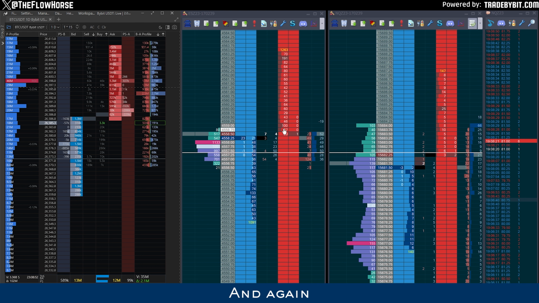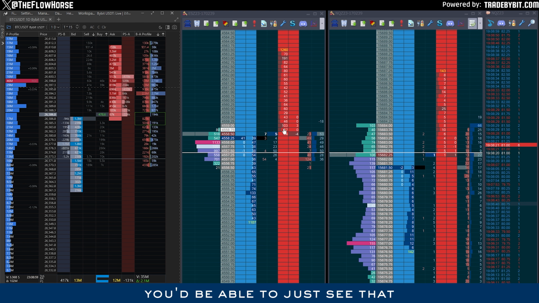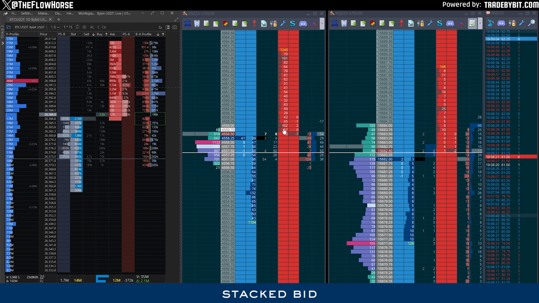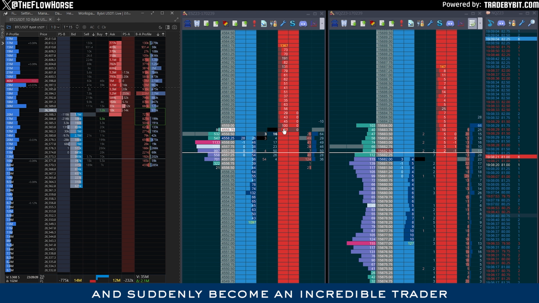And again, kind of take it on the chin. You're going to look for signs of absorption, and in best case scenario, you'd be able to just see that occur and make trades off of that alone. But it's not that simple. So you can't just look at a really stacked bid or stacked offer and suddenly become an incredible trader.